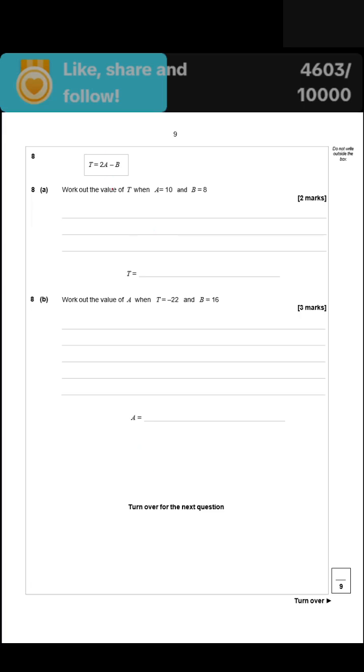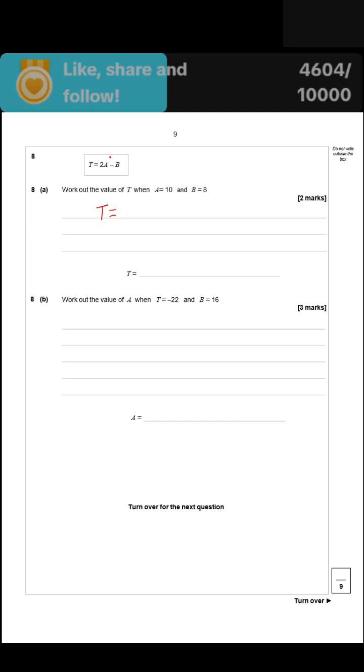So we now have a substitution into a formula question. It says t is equal to 2a minus b, and we have been given the values of a and b. So we substitute those in. So t is equal to 2, and then a 10.